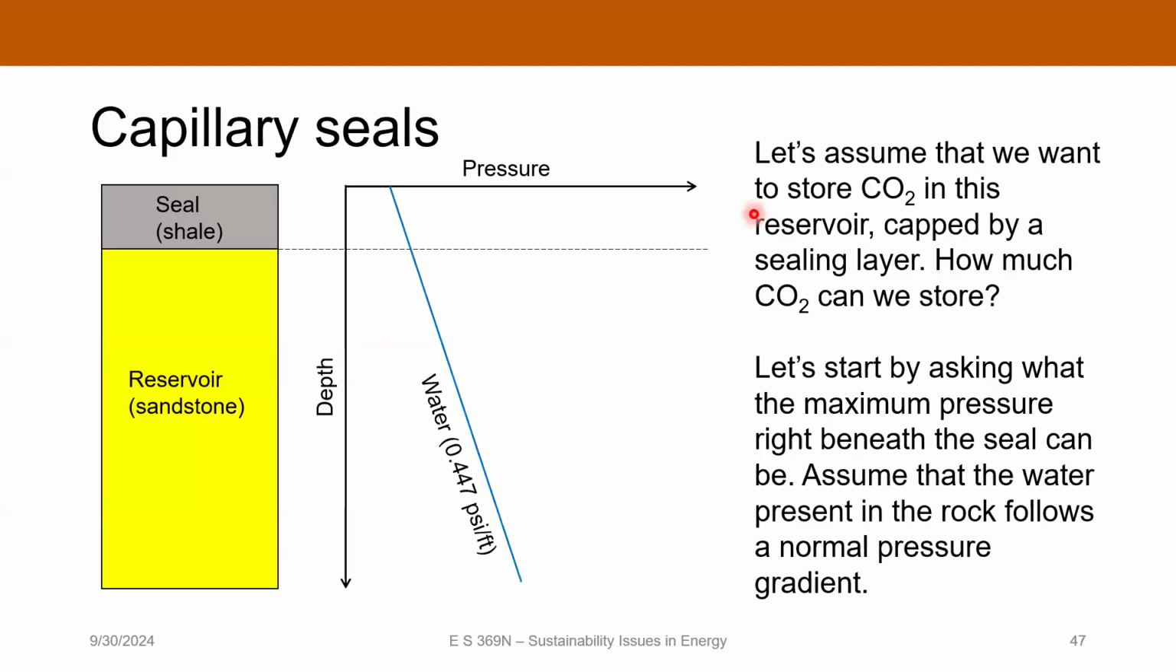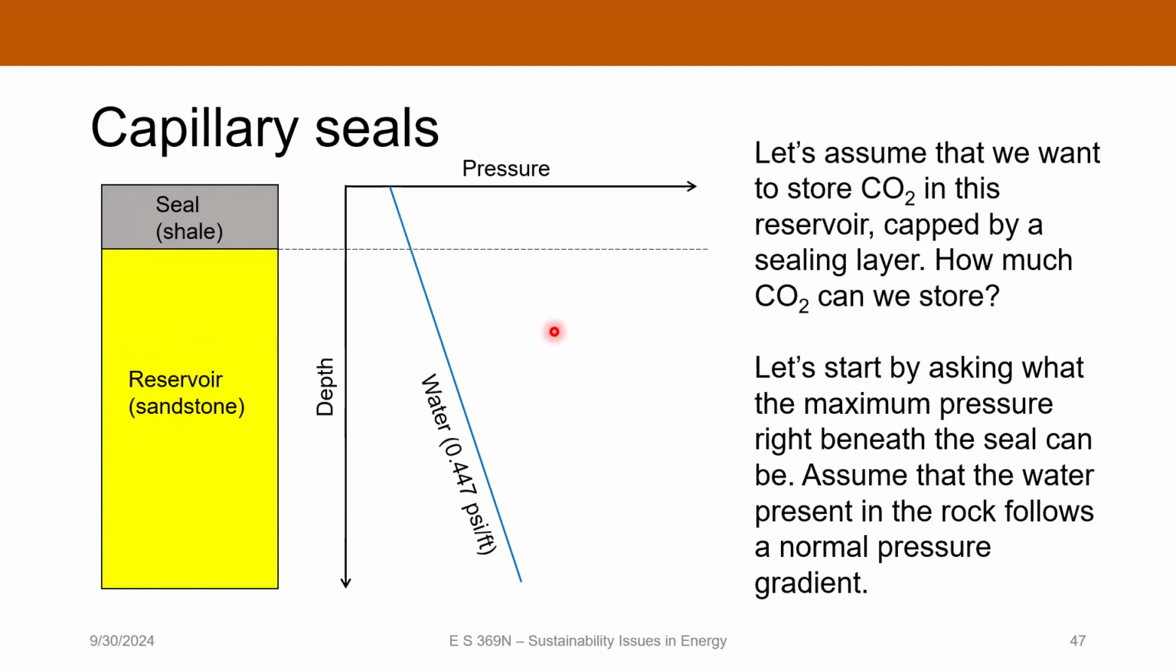Okay, so let's talk about the engineering aspects of how these seals actually work. Let's imagine a very simple sequence where we've got a seal rock up here. We're going to call it a shale. It's going to have very small pores, very small grains. And then we've got a sandstone below it. So large pores, large grains. So how much CO2 can we actually store in this sandstone if we have to rely on this seal to hold it back, to keep it from leaking?